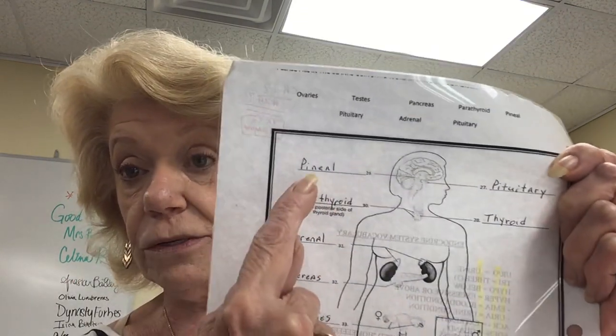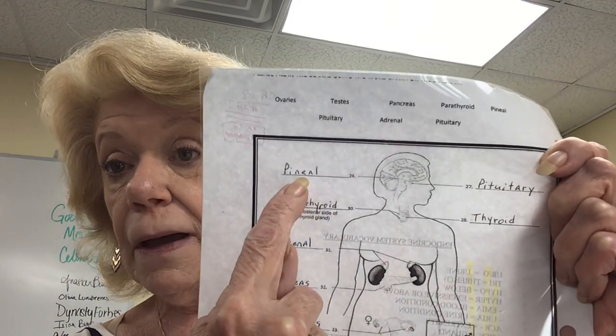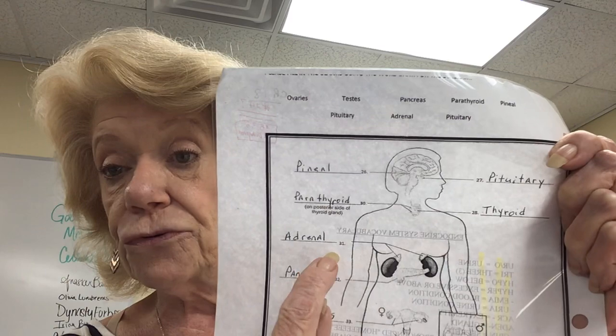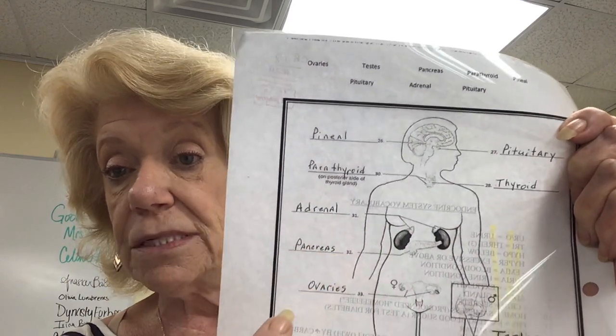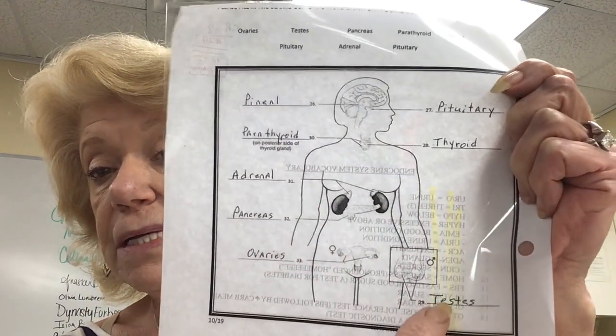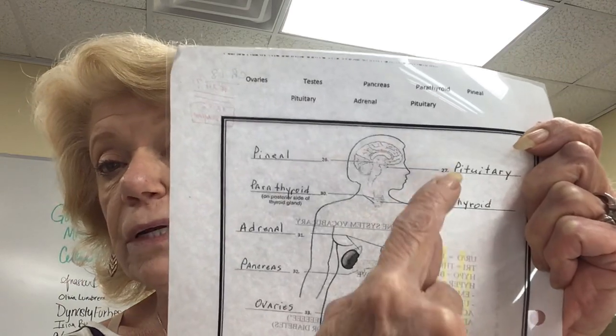Want to make sure that you're familiar with the diagram. Pineal gland, parathyroid, adrenal, pancreas, ovaries, testes, thyroid, and pituitary. All right? I just wanted to make sure you are aware of those because that will be on the test. Okay, let's touch up a little bit on what we did yesterday.